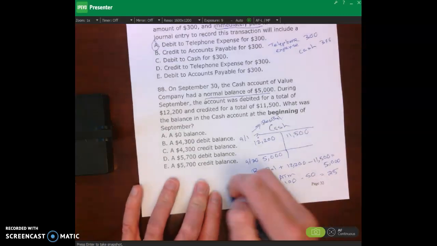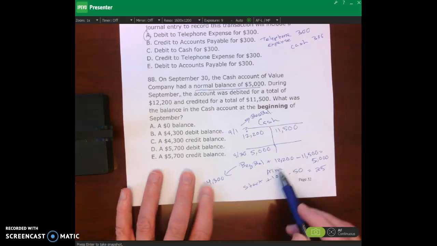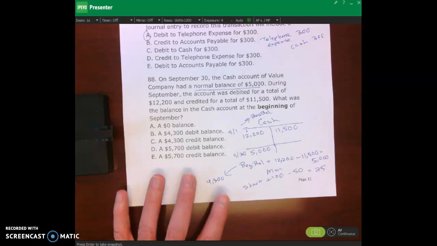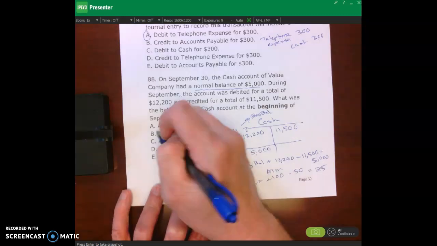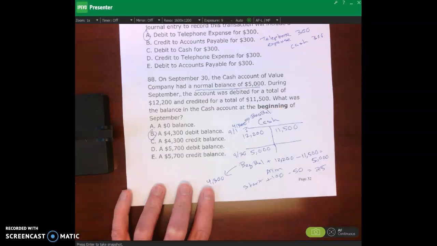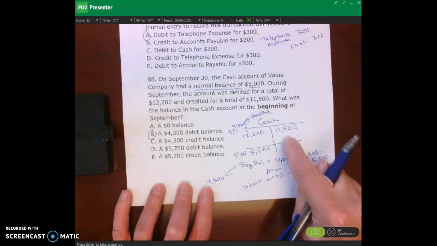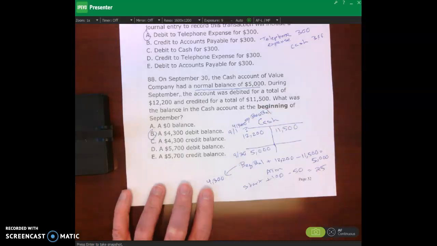And when you solve for that in terms of algebra, you isolate the beginning balance, and what it's going to be is $4,300. It's going to be $4,300 debit because it's on the debit side. Not credit, that would mean spent. This is debit balance, which is the beginning.